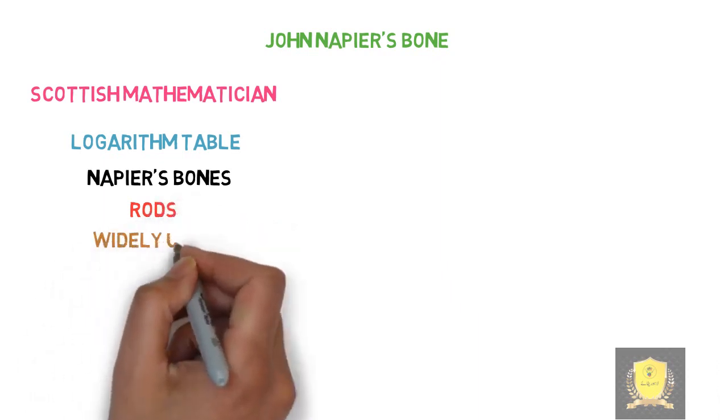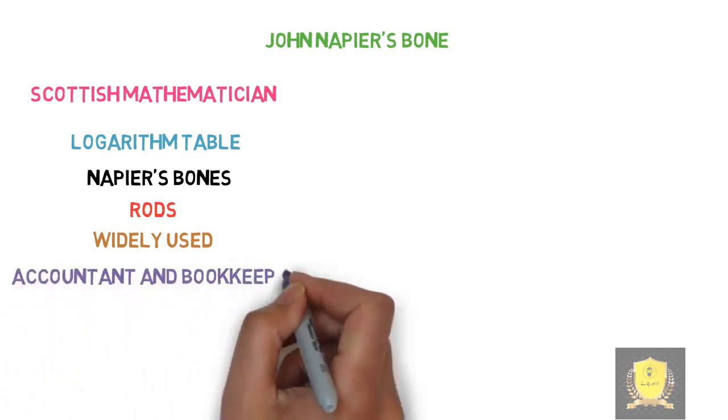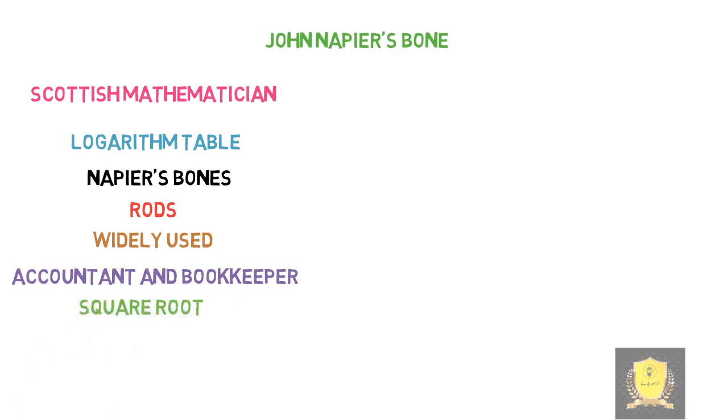The device was widely used by accountants and bookkeepers. It was also used to calculate square roots. Here is the picture of John Napier.